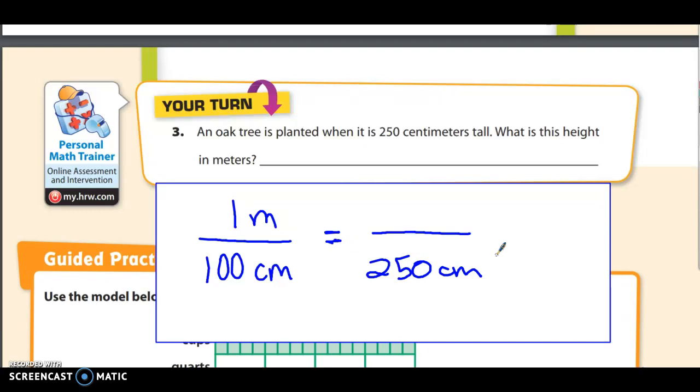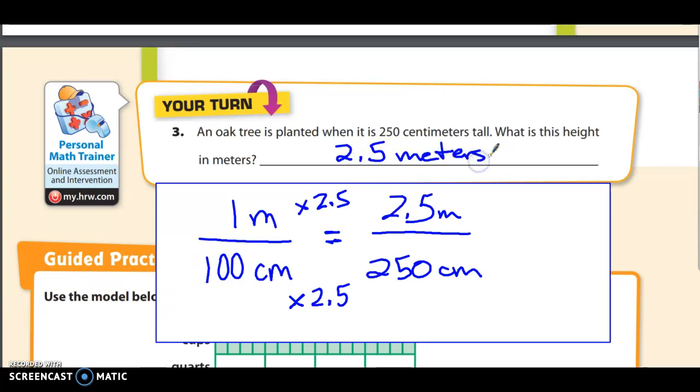And then you simply have to ask yourself, how would you multiply 100 to make it 250? You would multiply it by 2.5, because 2.5 times 100 would be 250. So if you multiply that times 2.5, you multiply this times 2.5. 1 times 2.5 is 2.5 meters. It doesn't really matter which method you choose, it just matters that you can get the right answer and you understand that. So you choose which method works better for you. The method I'm going to go with is what the directions indicate we're supposed to.